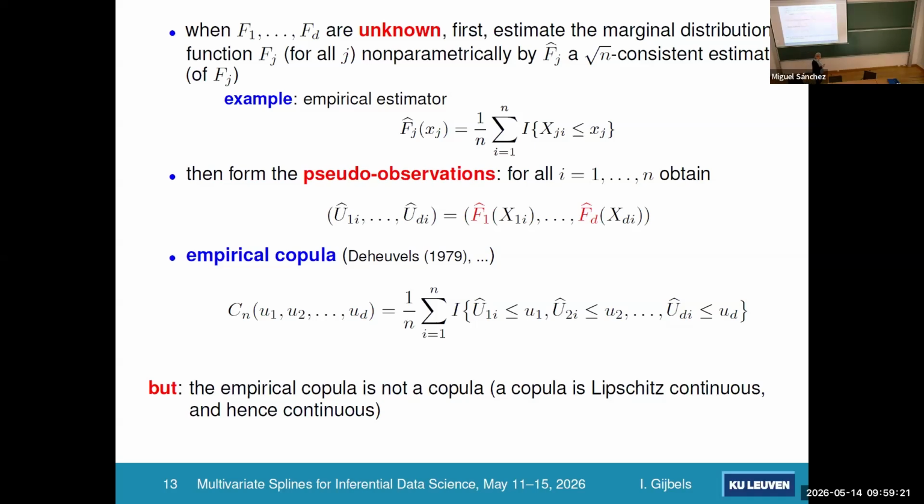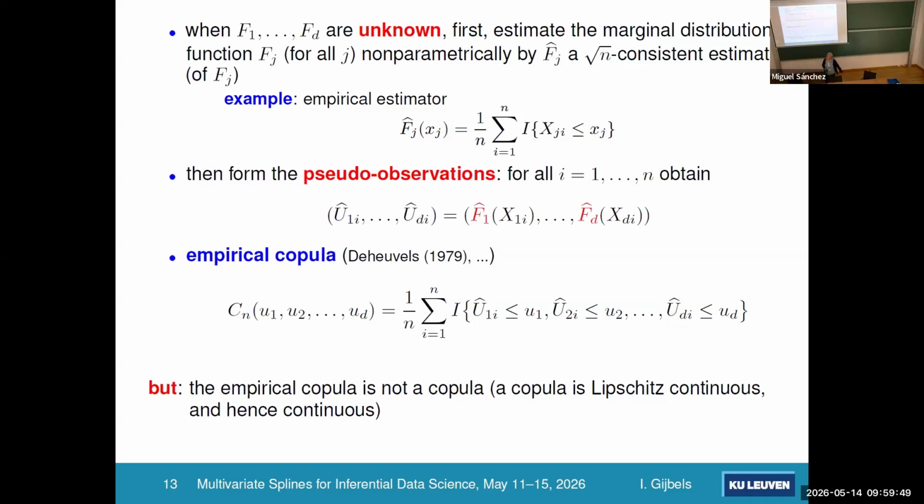But this empirical copula is studied a lot, and it's the simplest thing that you can think of. But in fact, it's not a copula. Why not? Because it's a step function. It's not continuous. So this is the simplest non-parametric estimator, and that made us start working on it, I mean the whole community who does this non-parametric copula estimation.